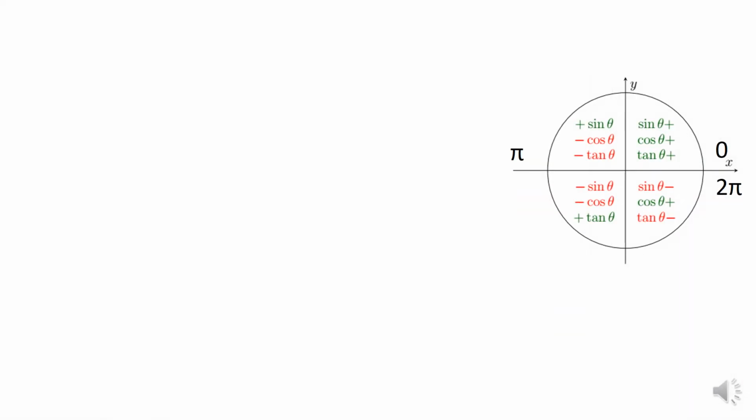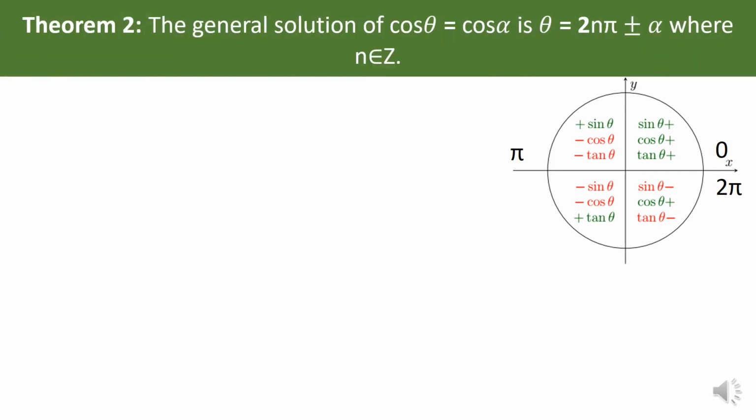Next we go on to prove the general solution for cos function. The theorem is the general solution of cos theta is equal to cos alpha is theta is equal to 2n pi plus or minus alpha, where n is any integer. Again, if you understood the previous theorem, this theorem should prove to be easy for you. Now, as usual, cos theta is equal to cos alpha. So alpha is anyway a solution of the particular equation that is there.